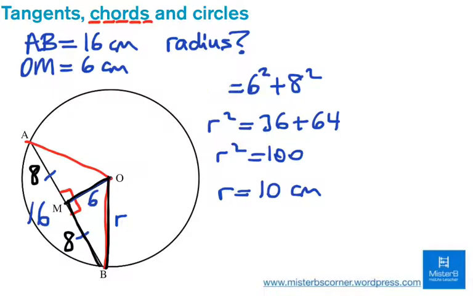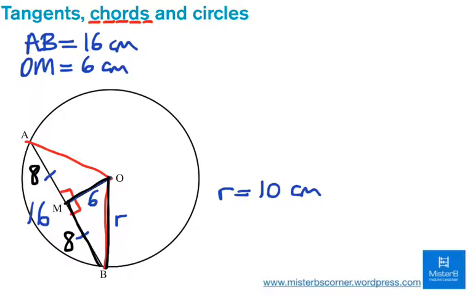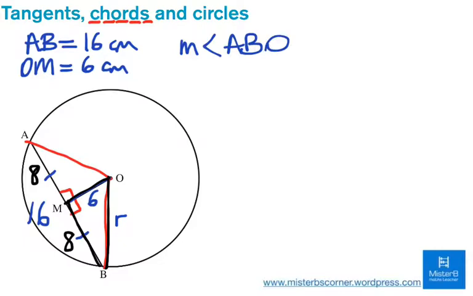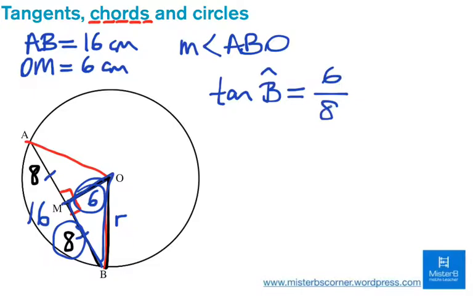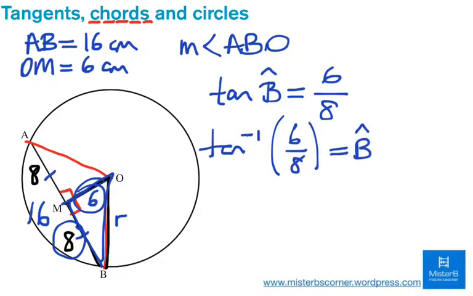The question could well be like, find the measure of angle B, like the measure of angle ABO. Well, you can do that because in this right triangle you know that this is 8, this is 6, so you can write down the tangent of that angle, let's say B now, equals 6 over 8. So you can go like the tangent inverse of 6 over 8 being the angle B. So you can find it.